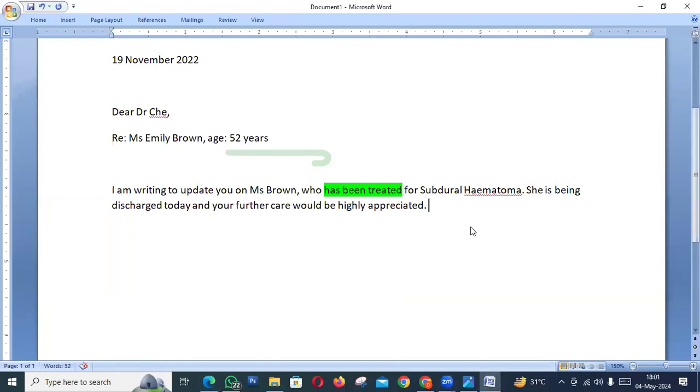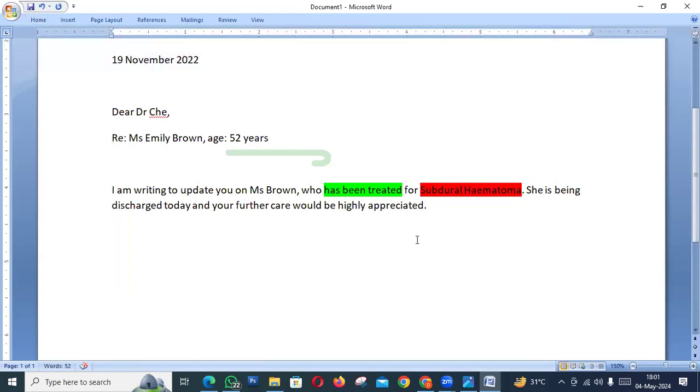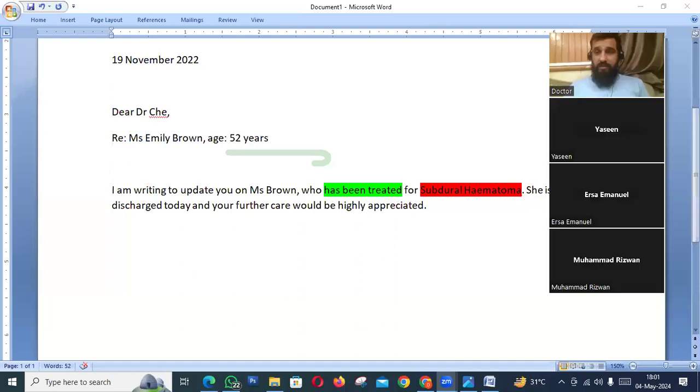Sir, subdural hematoma should be in small letters. Very good. Why? Because this is a medical condition, so we should write it in small letters. Not all medical conditions are written in small letters. There should be some reason. You are right, this is wrong, but what is the reason?